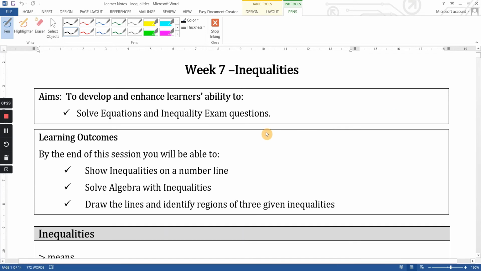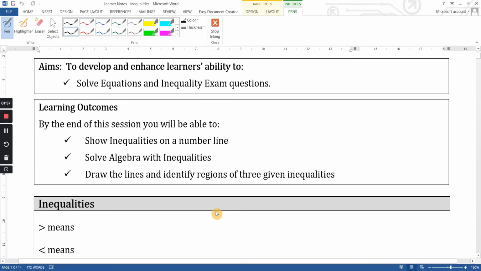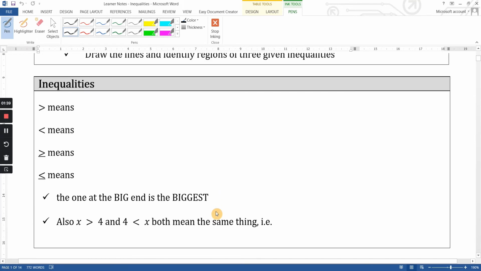So hopefully by the end of the lesson you'll be able to show inequalities on the number line, solve algebra with inequalities, and draw the lines and identify regions of 3 given inequalities. I might do regions in part 2, let's see how we get on. Let's make a start on inequalities.